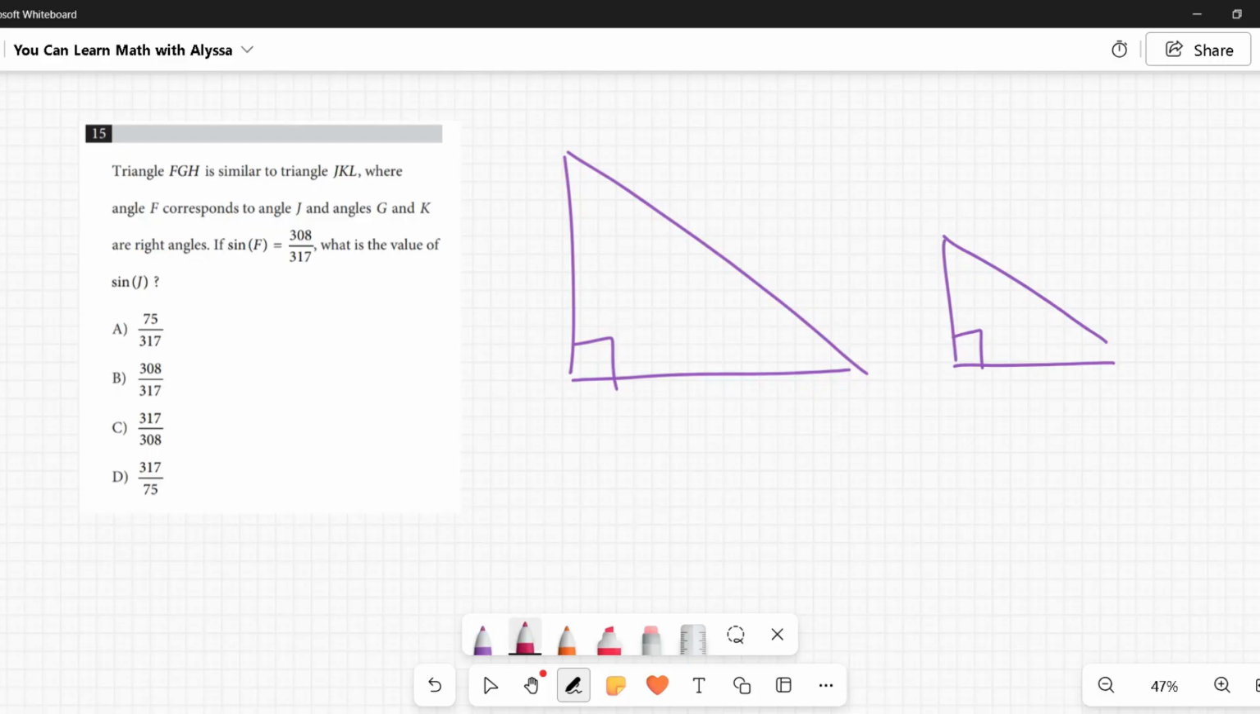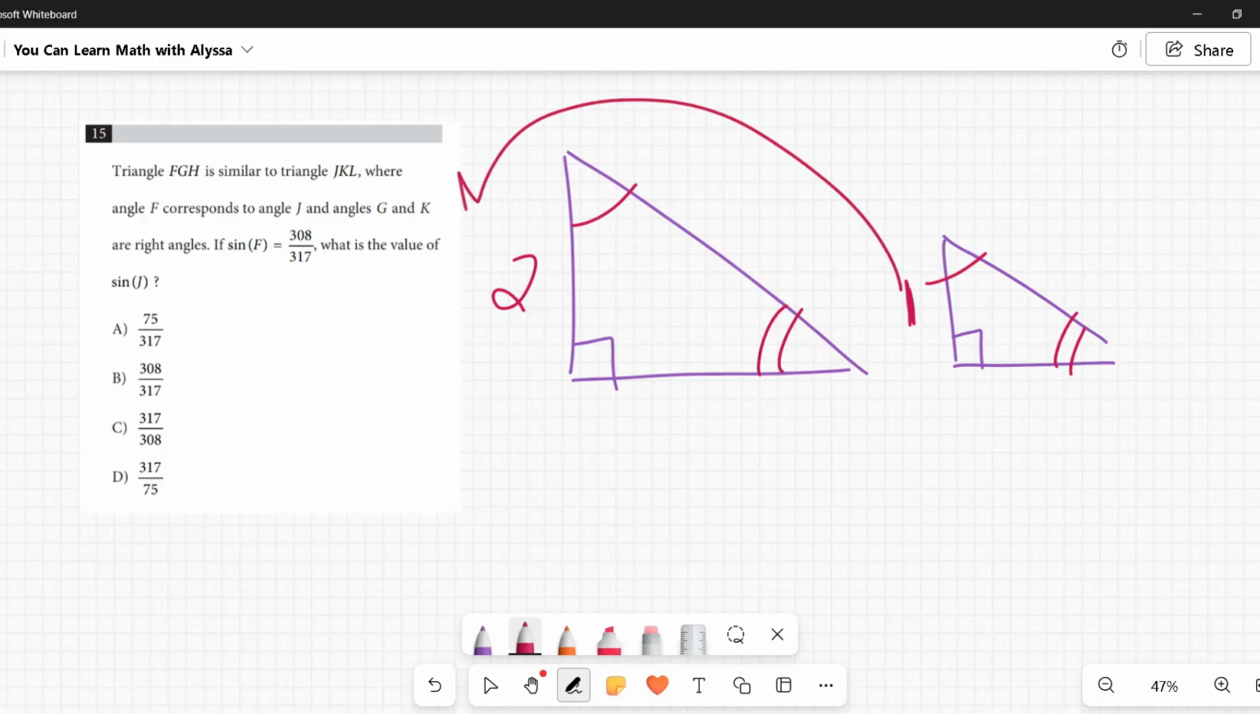Similar is they have all the same angles. Congruent is they have all the same angles and the same length of sides. So while in similar triangles, the lengths of their sides are not necessarily the same, that would make them, again, congruent, they are proportional. So let's say the length of this side was 1 and this was 2. You'd multiply by 2 to get from the smaller triangle to the bigger triangle.